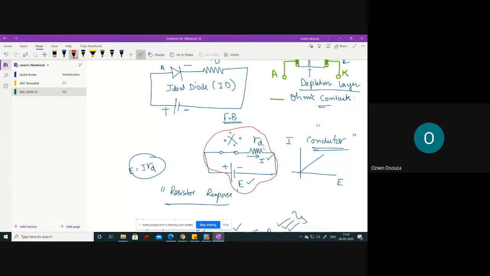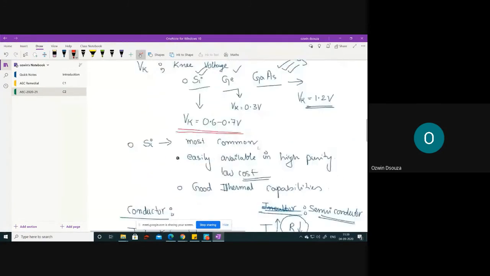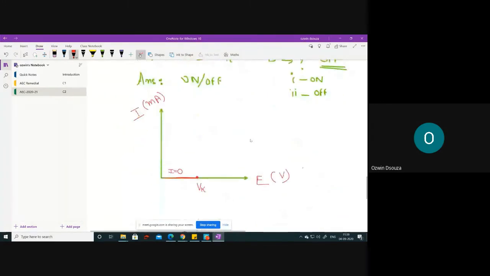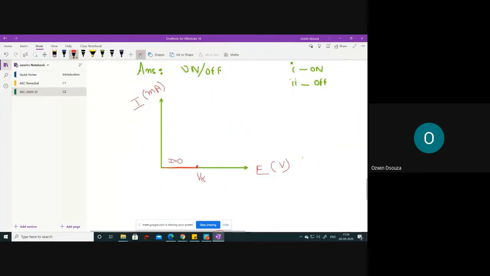Now, if you consider the relationship between the current I and voltage E for a resistive element, we get linear characteristics. So the same linear characteristics you can draw beyond Vk. This is where you get I, so I is equal to some diode current ID. This is your practical diode characteristics.